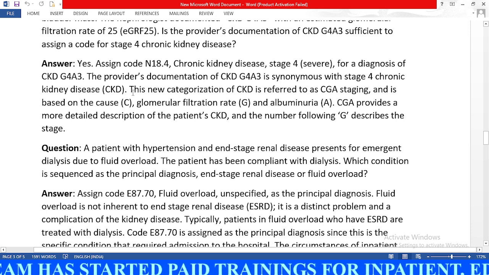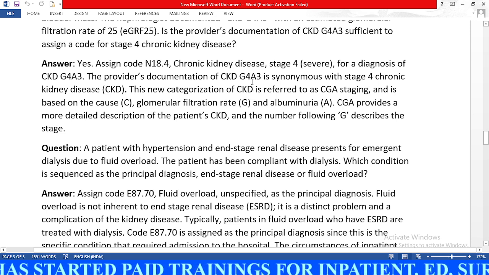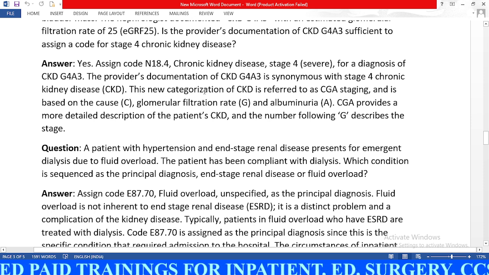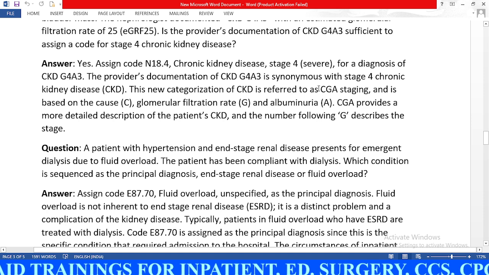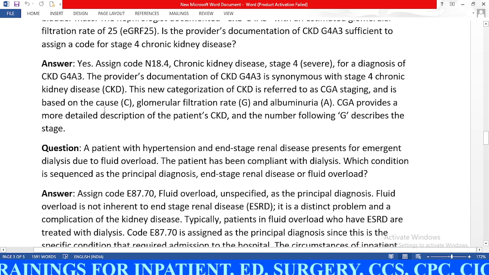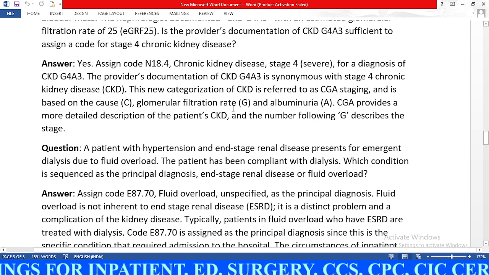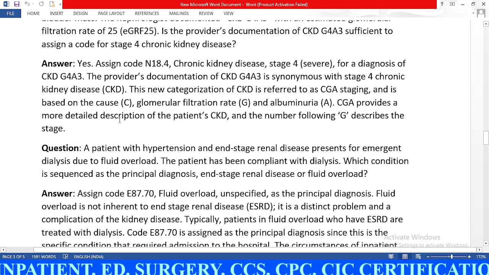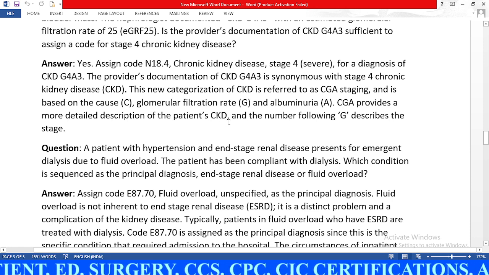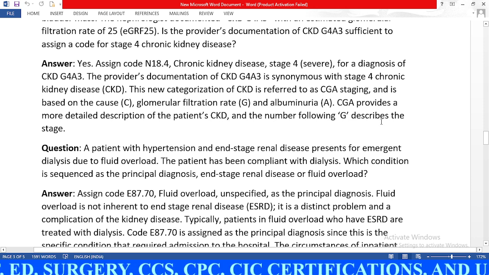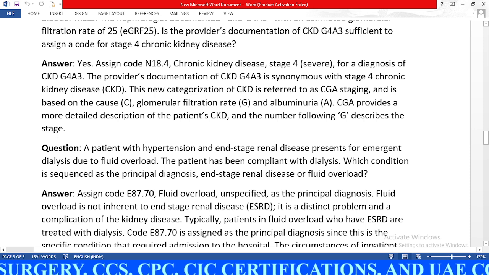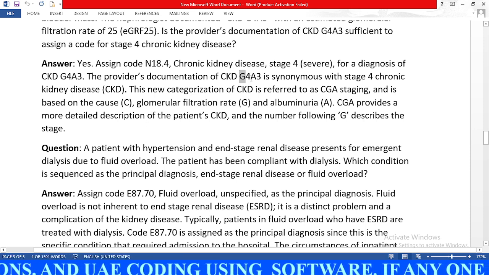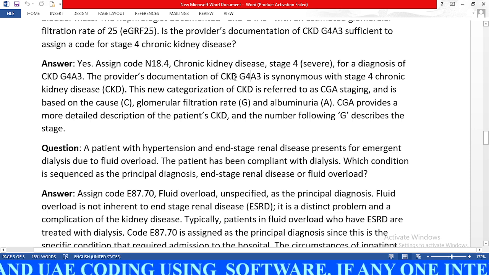So, if we find any type of documentation in this way, we can code the stage. This new categorization of CKD is referred to as CGA staging and is based on the cause, glomerular filtration rate, and albuminuria. CGA provides a more detailed description of the patient's CKD, and the number following G describes the stage. So if we see G here, G denotes the stage, and for the fourth stage.